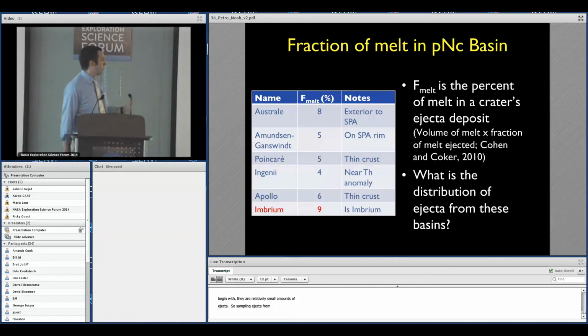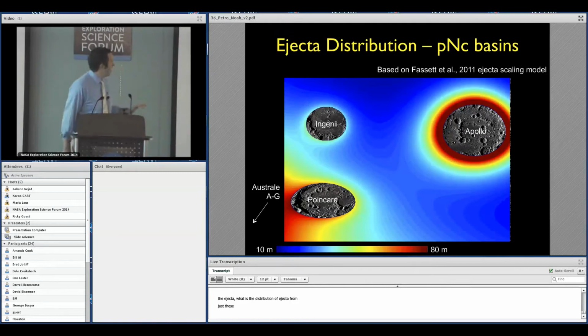Obviously, with subsequent impact cratering and gardening, those materials are going to become diluted, so it's up to us to find out where some of the ideal places to go potentially would be to get these samples. So ask the question then, if this material is in the ejecta, what is the distribution of ejecta from just these basins? So let's go to that slide here. Now this follows on the modeling work that I've done in the past. I use now the Fassett et al.